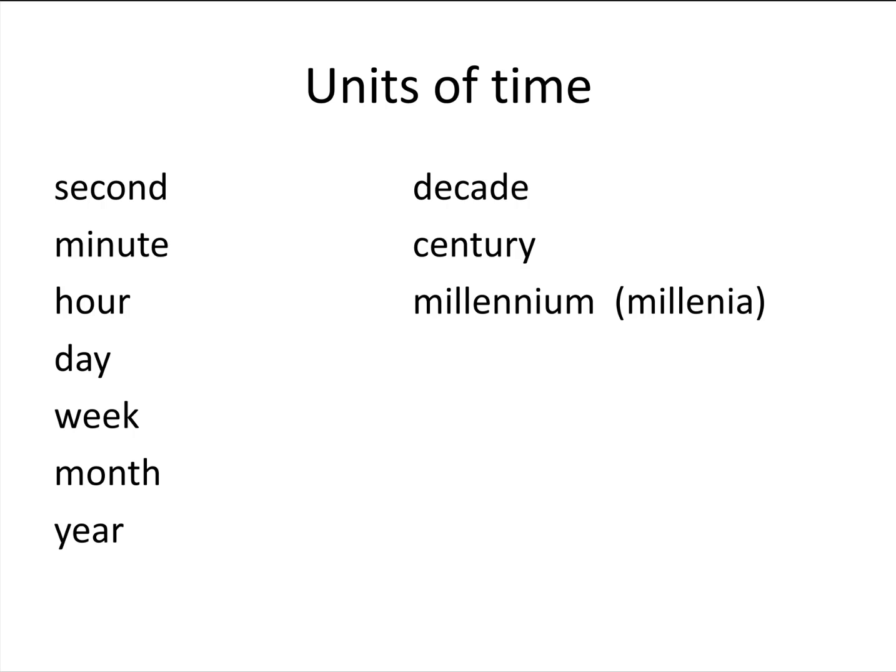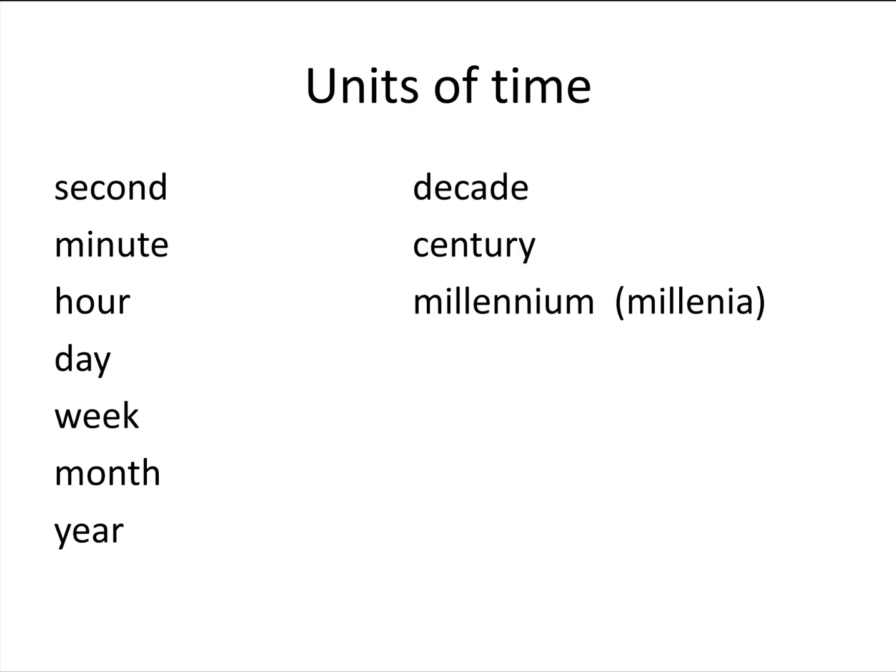To have a look at a list with all the information, you'll need to look at either your PDF or the workbook. So a second is the smallest unit of time we're going to be looking at. Seconds can be split into smaller units such as milliseconds and nanoseconds. A minute is 60 seconds. An hour is 60 minutes. A day is 24 hours. A day's the amount of time it takes for the Earth to rotate on its axis.